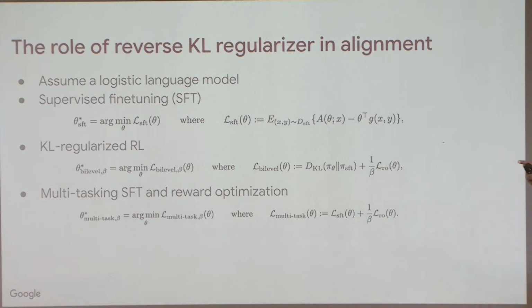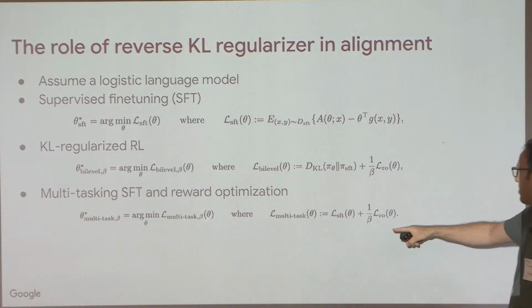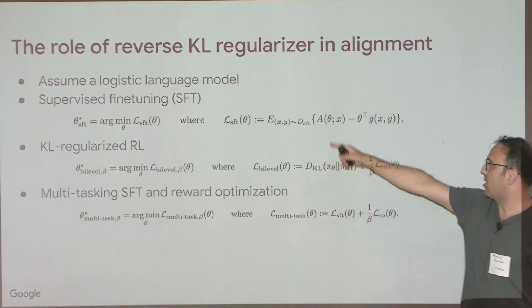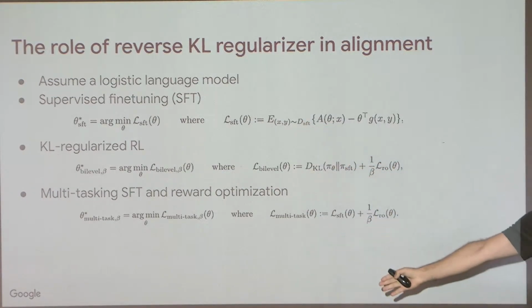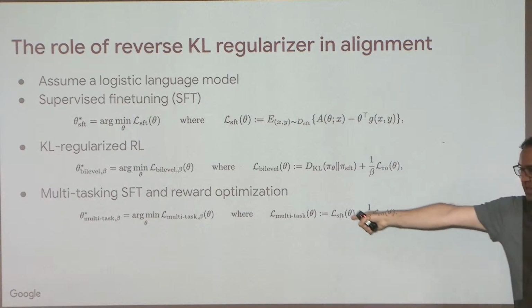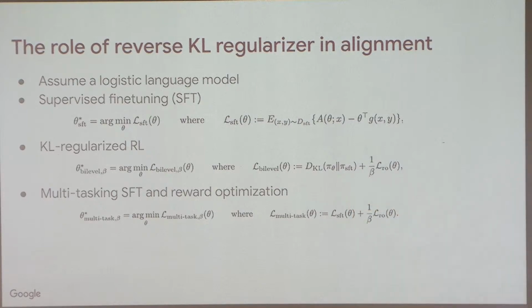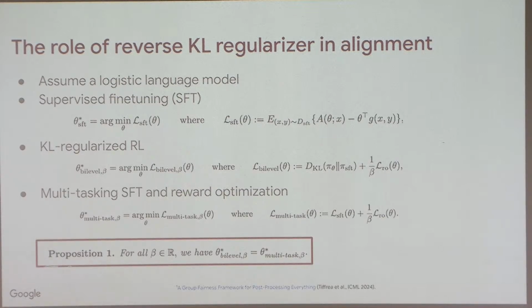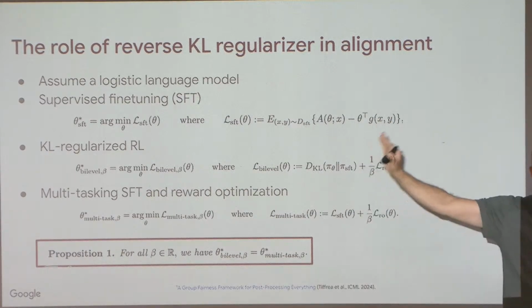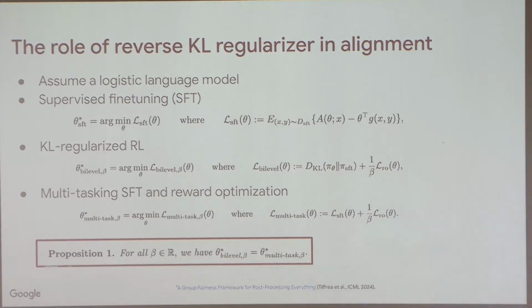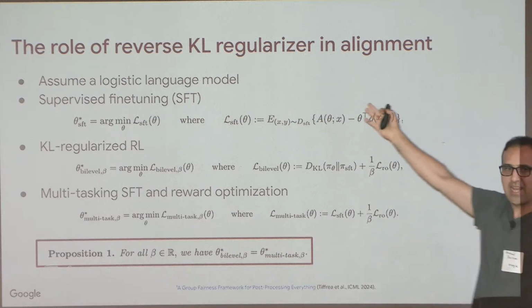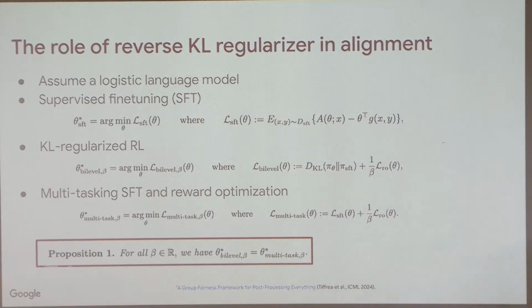Or we could do multitasking between SFT and reward optimization, which is basically to take this same objective and do a mix of the two objectives and do multitasking between the two. It turns out that the solution is exactly the same for this very simple logistic language model. So in a sense, the role of this KL-regularizer is that it's enabling you to do multitasking between these two objectives, but in a modular manner.